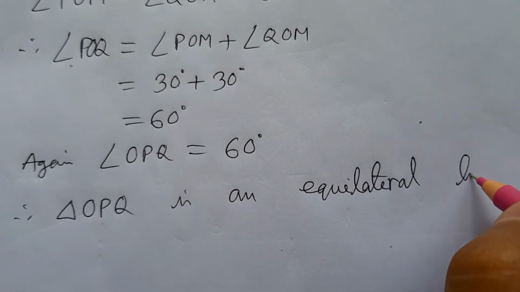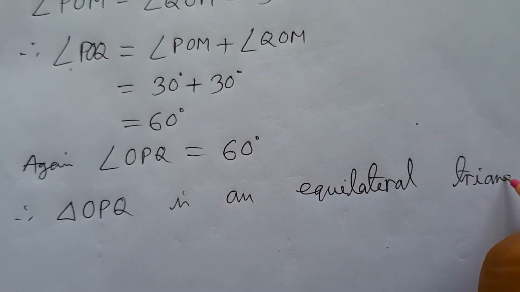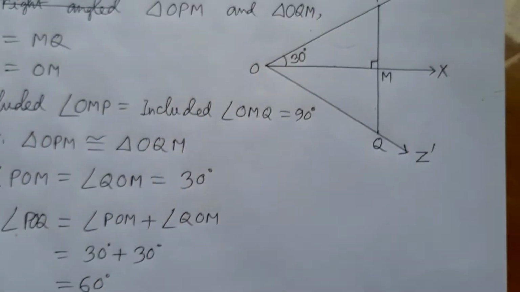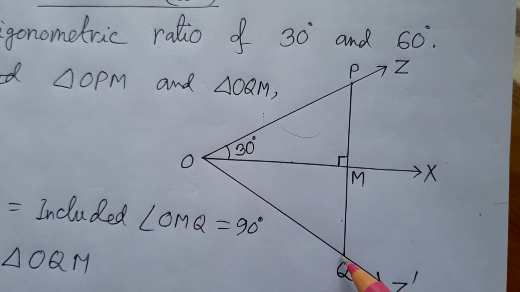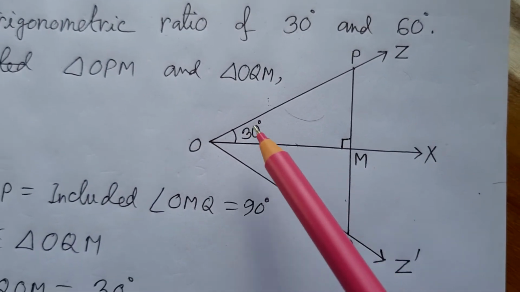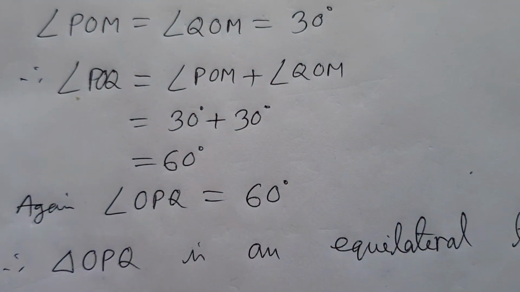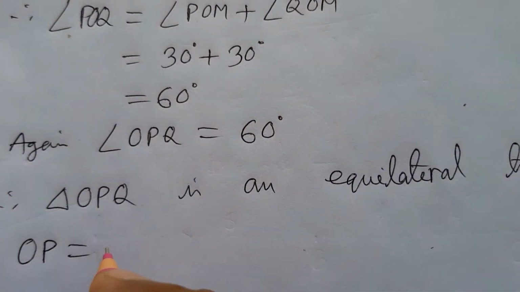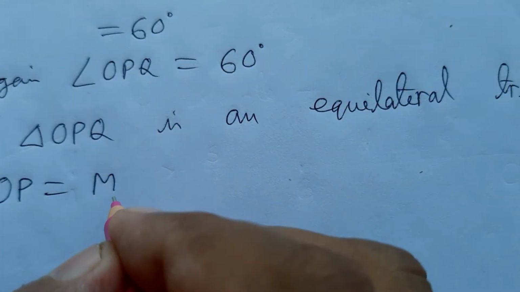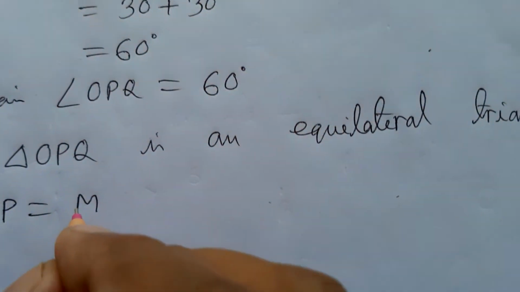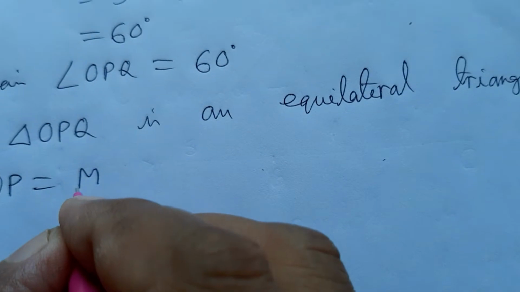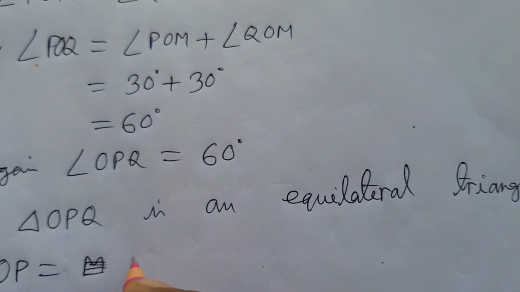Equilateral triangle. And if this triangle is equilateral, then we can say that OP is equal to PQ.